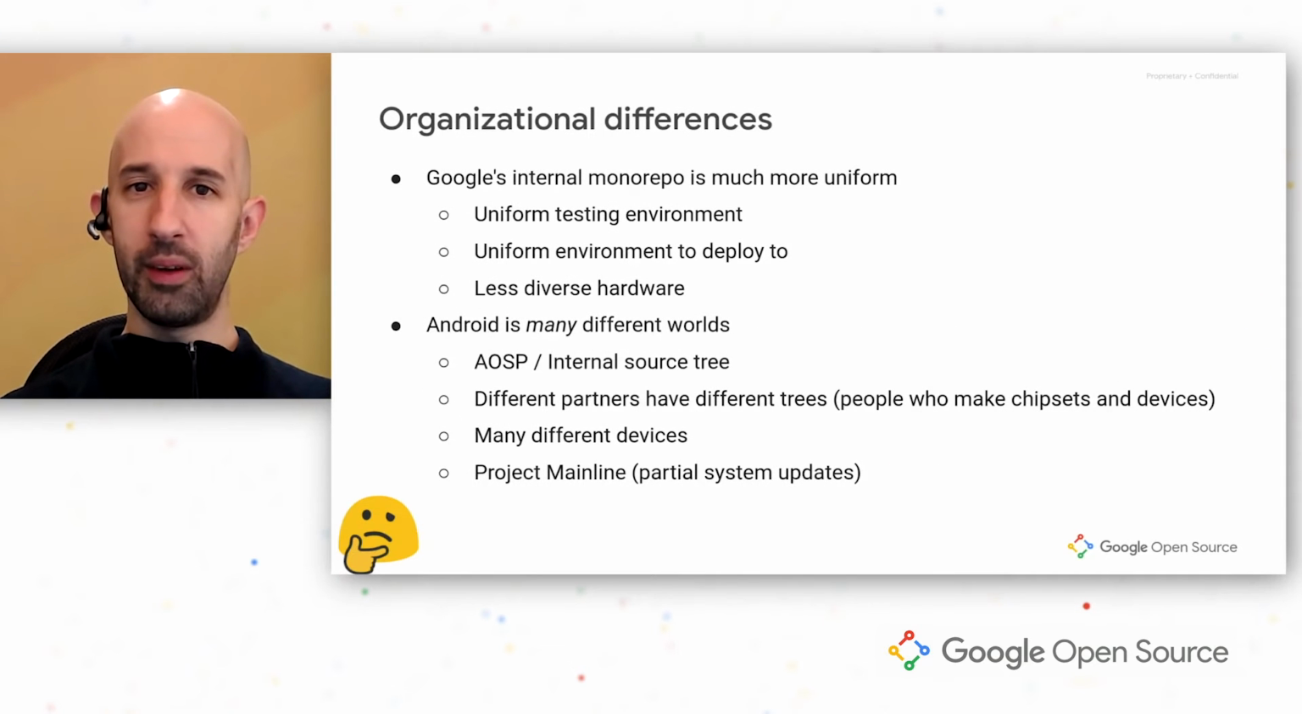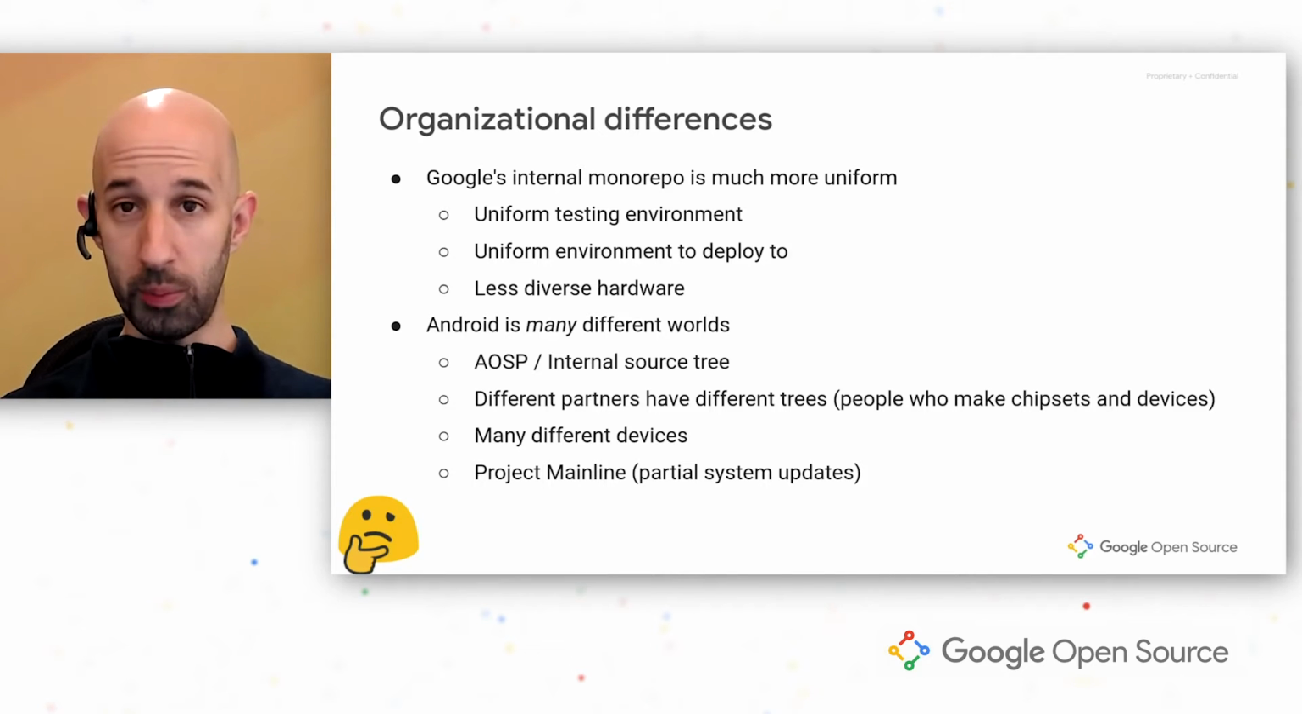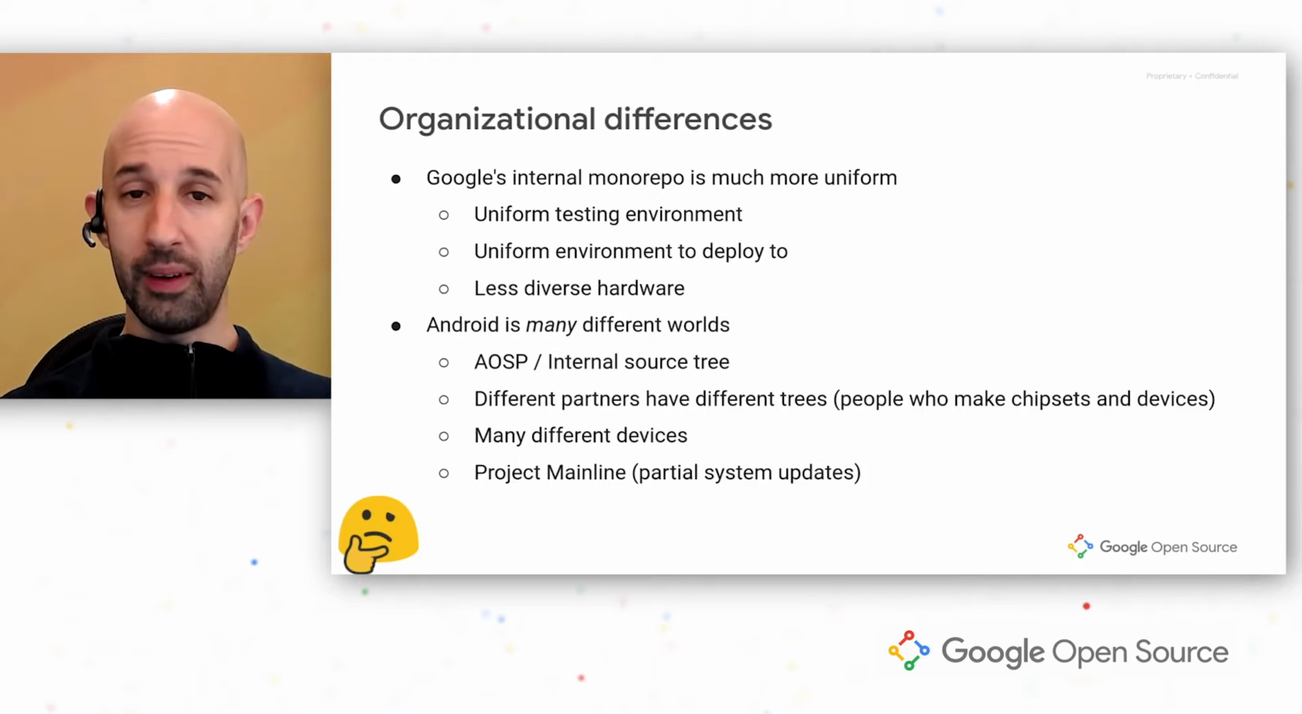In addition to that, when one talks about the Android platform, it's not really one code base. It's more like many different code bases. The biggest difference is that there is AOSP, which is a large part of Android, but not all of it. And there is the full Android source tree. But in addition to that, different partners Google works with, that is to say, companies who make chipsets or companies who make the actual devices, have their own code they add or remove to Android.